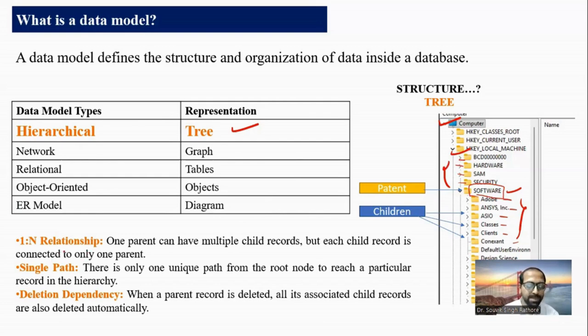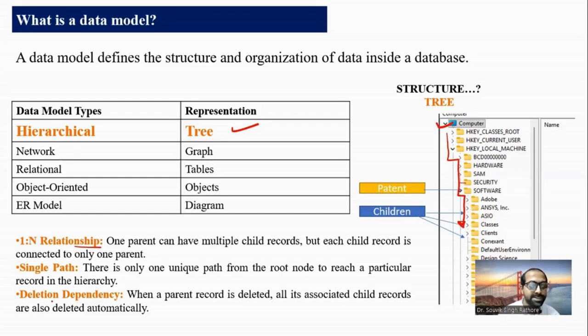The first is it supports one-to-many relationship, meaning one parent can have many children, but each child can have only one parent. The second thing is there is a single path from the root to the record. You come to any record, so there is a single path. This makes navigation straightforward, you see.